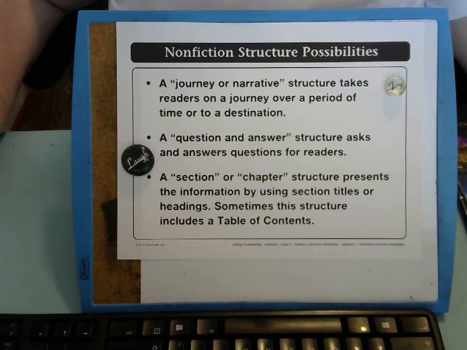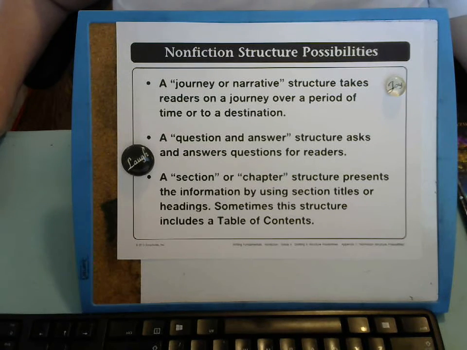The second bullet says a question and answer structure. This structure is going to ask and answer questions for your reader. So this one would be a type kind of like what we looked at in feature articles with the Animal Mini book, where the researcher asked the kids questions they wanted to know and then she found the answers for them.